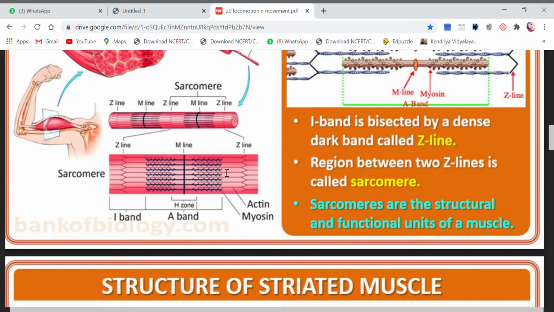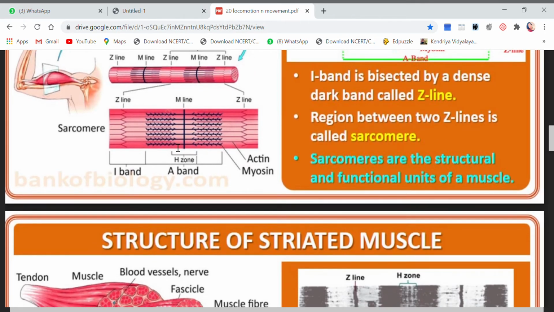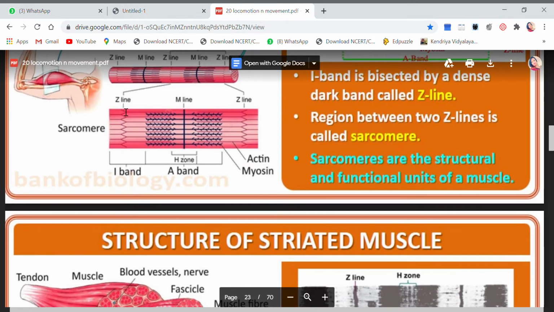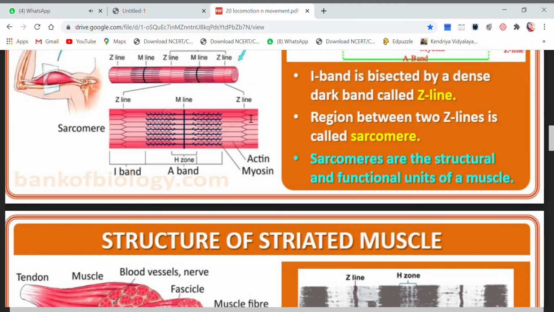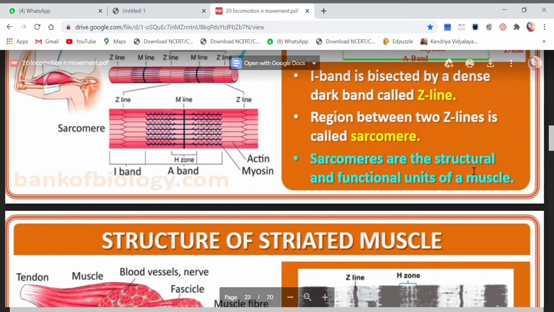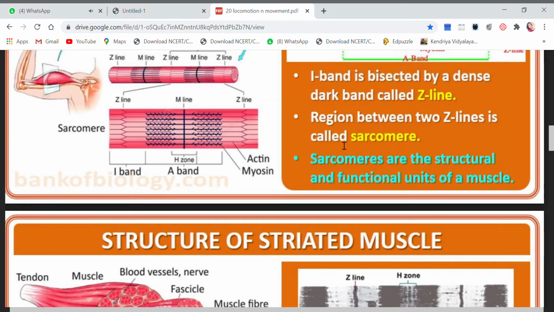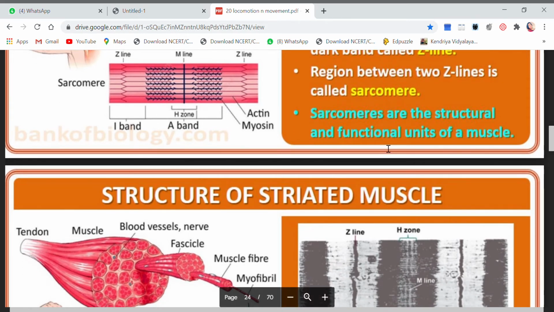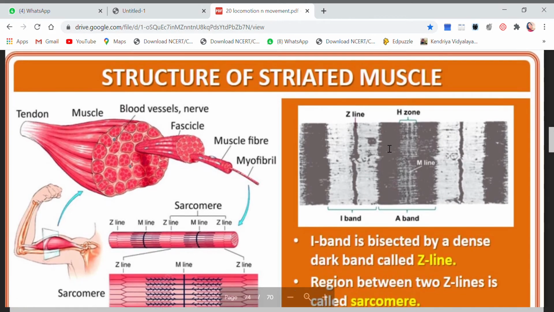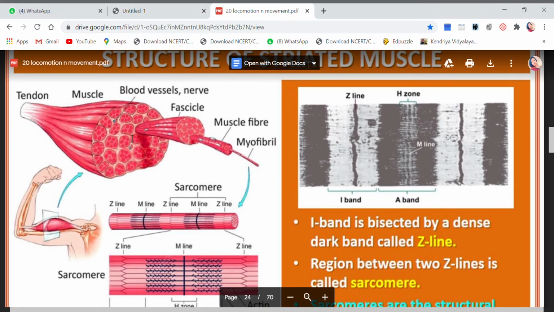So if I ask you, beta, what is sarcomere? What will you say? The region between two Z lines is called the sarcomere. So sarcomeres are the structural and functional unit of muscles. These are the ones which will function and give the behavior of contraction and relaxation to the muscles.